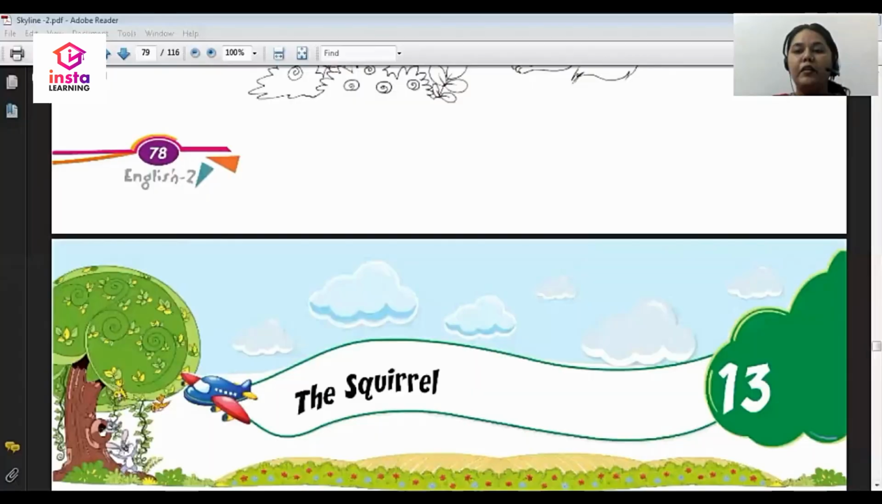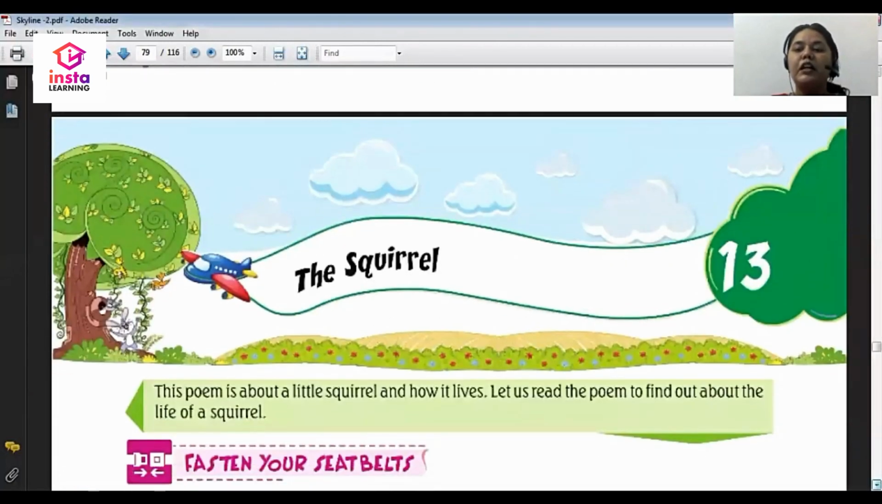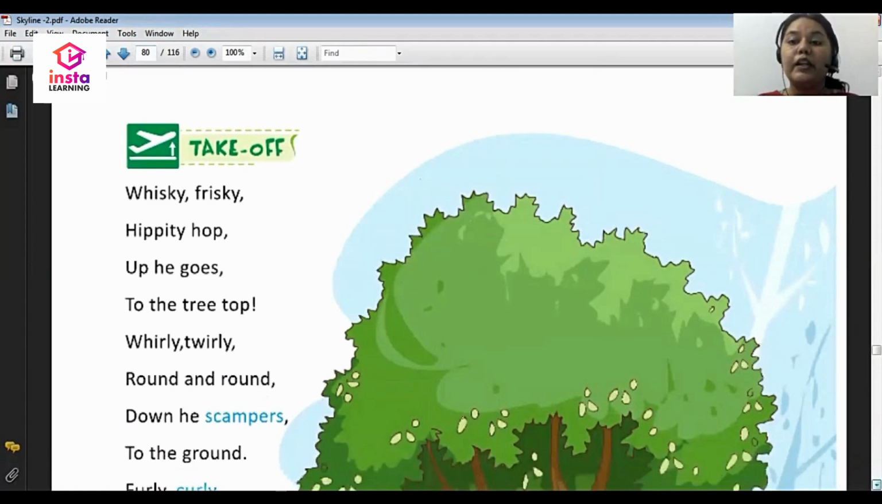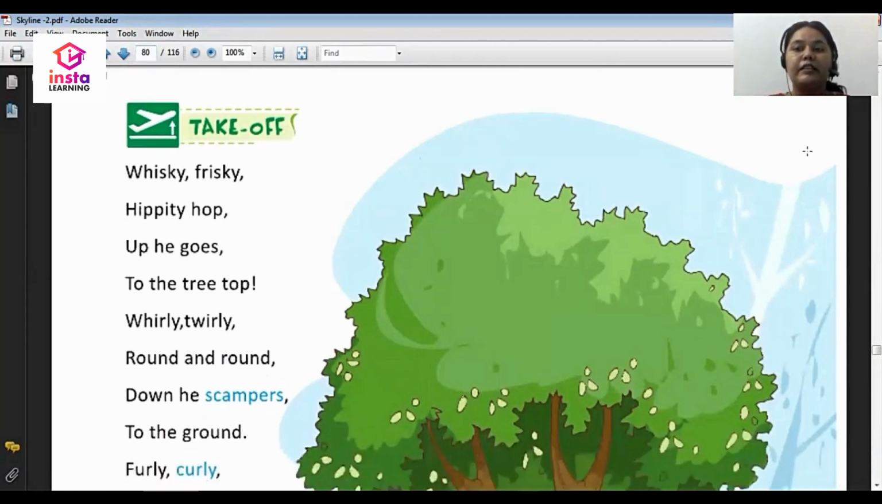So, this is your Skyline English book, and this is chapter number 13, which is a poem. What is the title of the poem? The Squirrel. I'm sure all of us have seen a squirrel in the park, and this poem talks about the life of a squirrel. So let us see what are the things that a squirrel does. Let us try and find out.